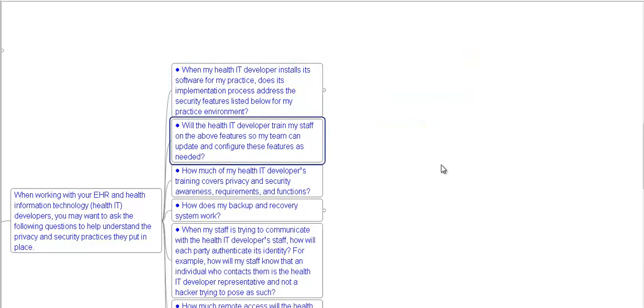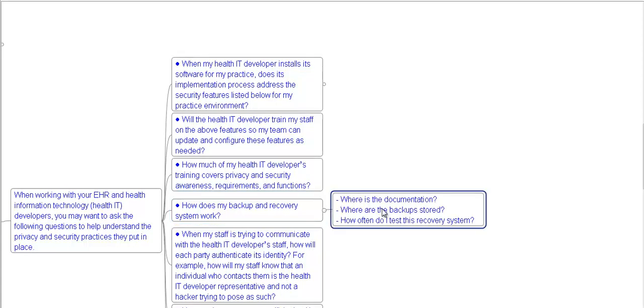Will the health IT developer train my staff on the above features so my team can update and configure these features as needed? How much of my health IT developer's training covers privacy and security awareness requirements and functions? How does my backup and recovery system work? Where is the documentation? Where are the backups stored? How often do I test this recovery system?